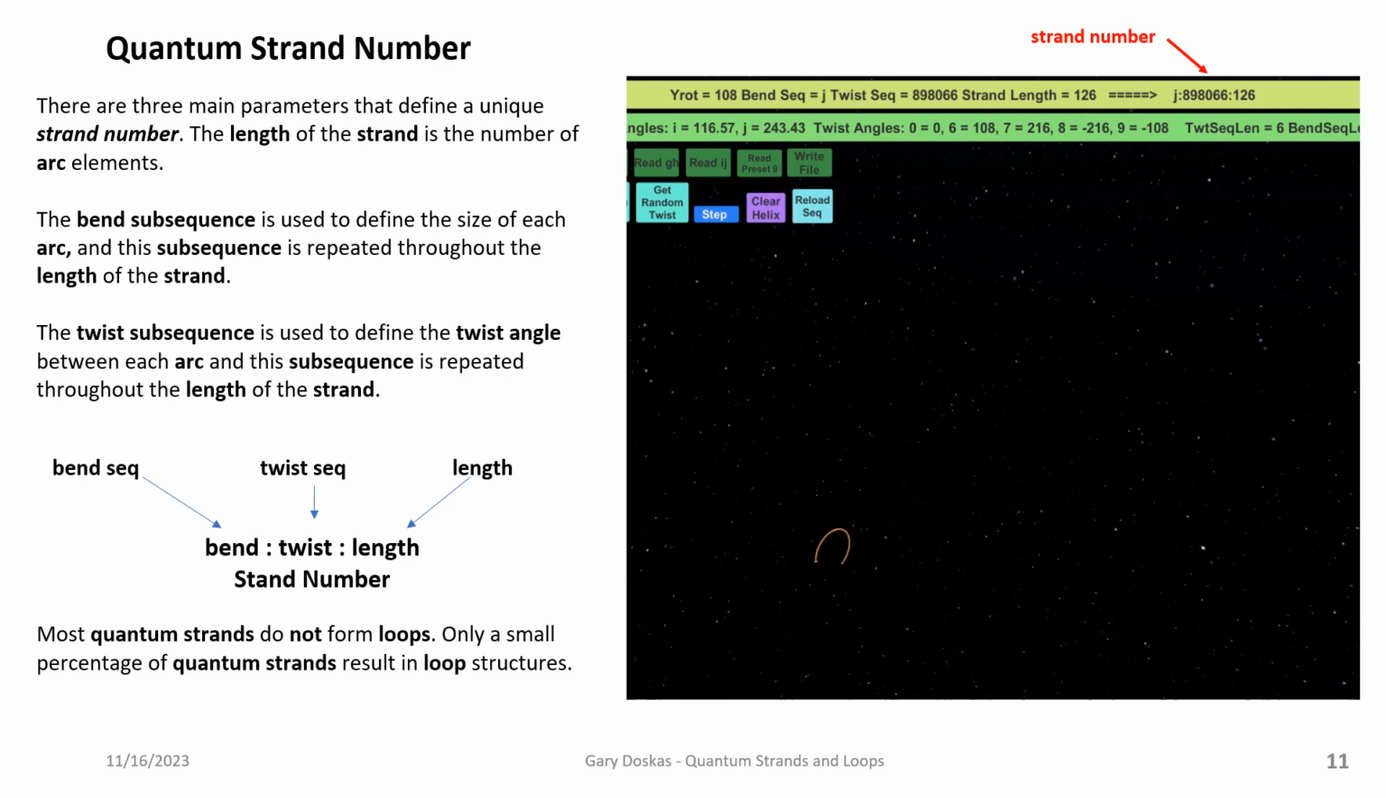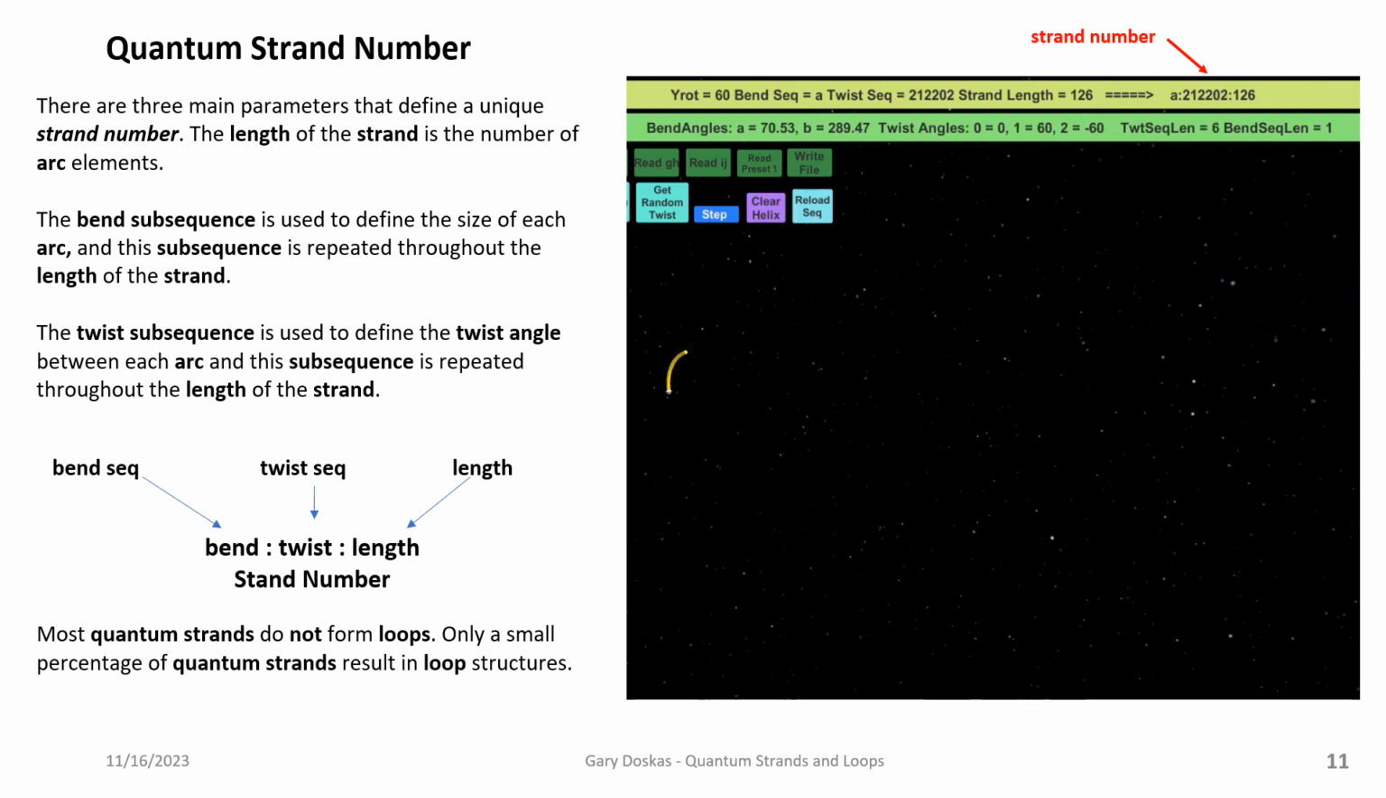Most quantum strands do not form a loop. Only a small percentage of quantum strands result in loop structures.